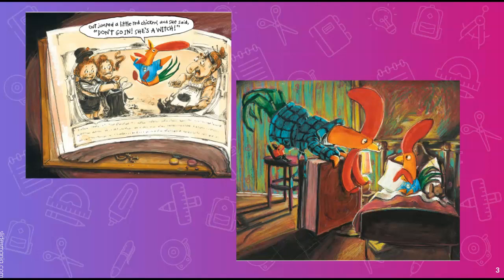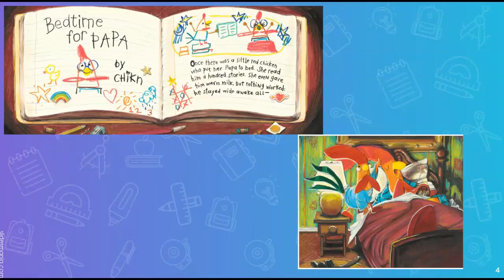And each time the papa says, "Oh, you interrupted the story again," and he tries to read her a different one because she insists that she can't go to sleep without a story. Finally, Papa gets tired of being interrupted by Chicken, and so he says, "You know what, why don't you read me a story?" And so she says, "Okay." So she writes him a story, and as she's reading him the story, he interrupts her by falling asleep and snoring loudly.